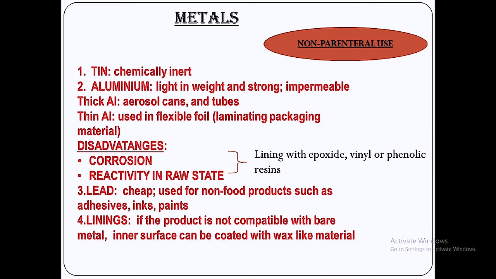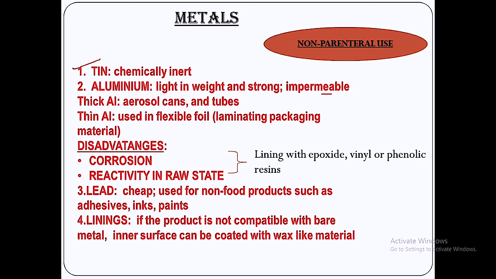Then the third type of packaging material that could be used is metals. Metals, we know, are generally used for non-parenteral use. Always remember this. Tin is one of the metals used, which is chemically inert. Aluminum is also used. It is light in weight, strong, and impermeable.